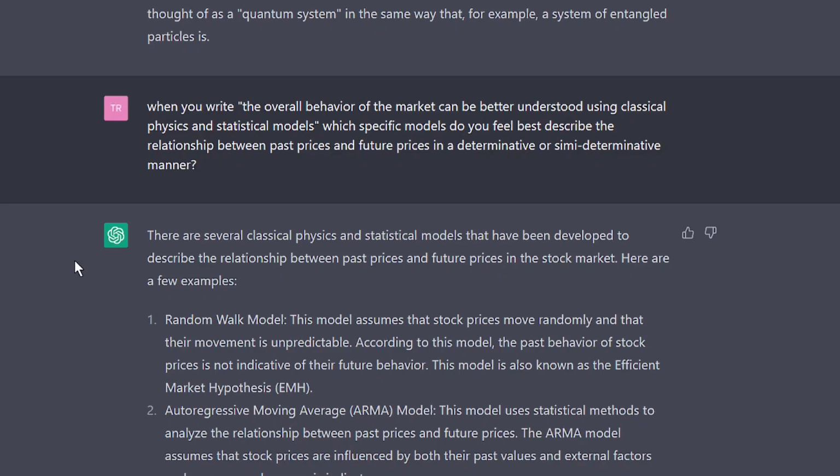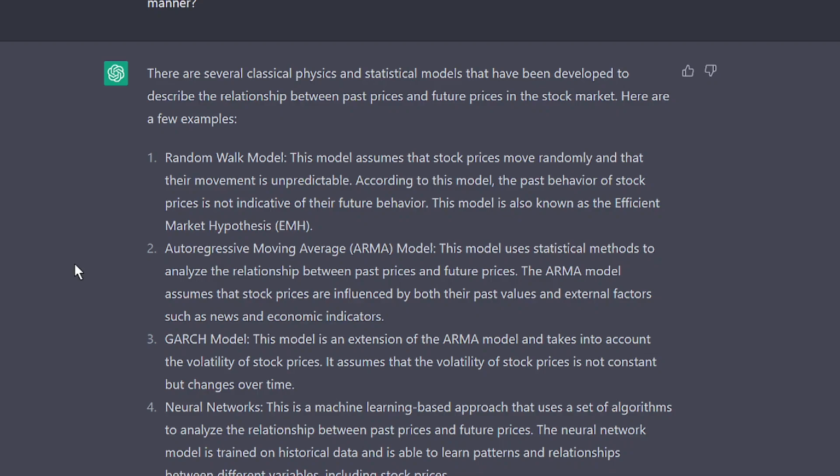When you say the overall behavior of the market can better be understood using classical physics and statistical models, which specific models do you feel best describe the relationship between past prices and future prices in a determinative or semi-determinative manner?